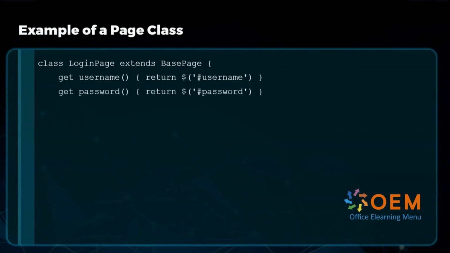Then we do the same to get password. How can we do that? get password, open close brackets, return password. Then we define the login method that will take as arguments the username and password using the following statement: login, open close parentheses, username, comma, password.